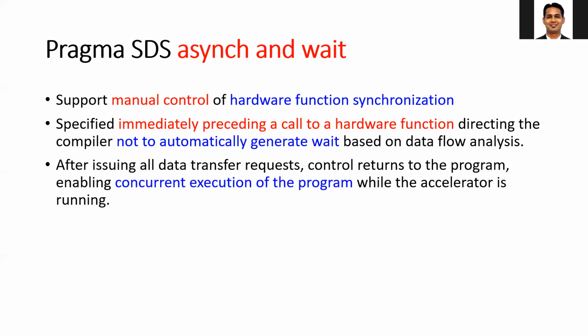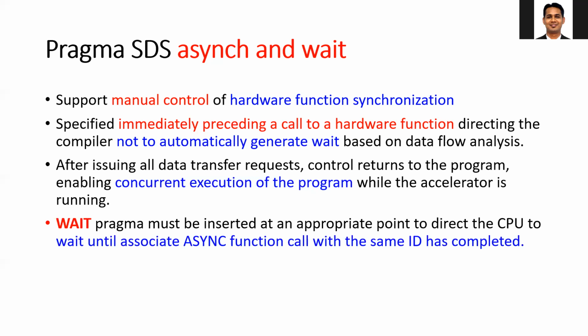After issuing all the data transfer requests, control returns to your program, that is main.cpp, enabling concurrent execution of the program while the accelerator is running. So your IP is running and your processor is now on the next line of your function, executing your main.cpp. You need to make sure that you use the wait pragma at the appropriate point, so that you direct the CPU to wait until the corresponding async function call has been completed.